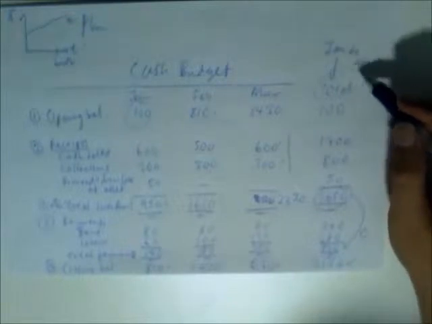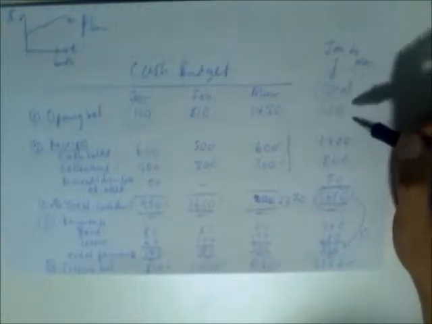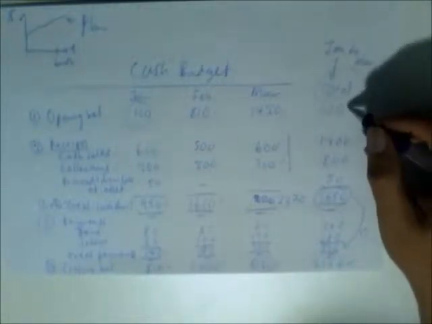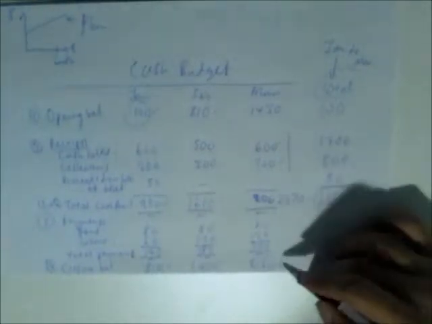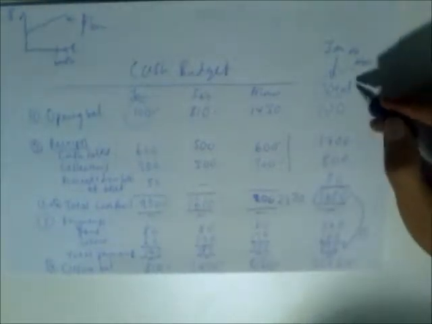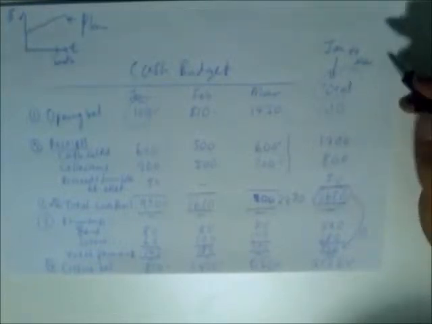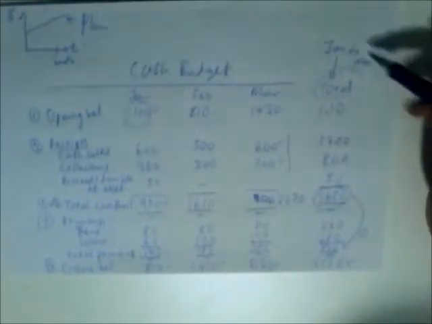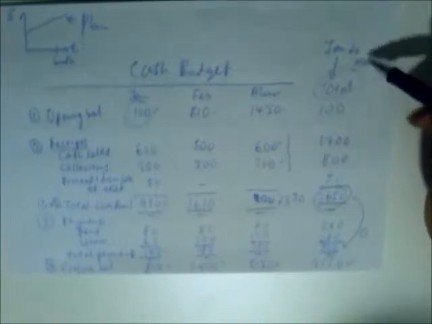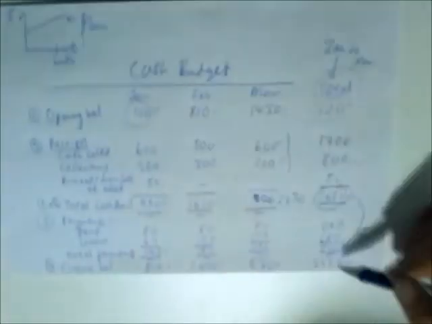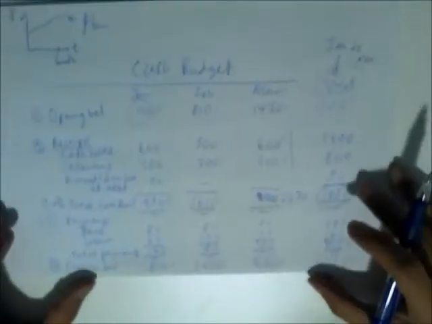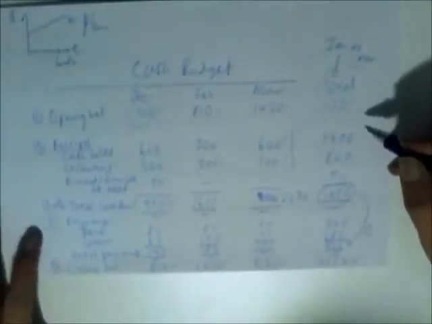If you're going to construct the total column, that's quite simple. Just beware that the opening balance in the total column is taken from the very first quarter or the very first month, and the closing balance has to be taken from the last month. Quite simply put, because the total column is for the period Jan, Feb to March. So total means that the opening balance has to be from the first month, closing balance from the last month. Once you have that, then it's quite simple.